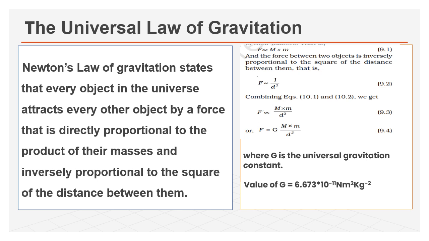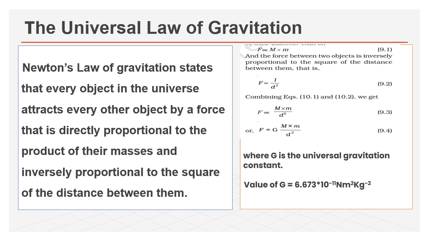The force between two objects is directly proportional to the product of their masses, that is, F is directly proportional to capital M into small m. And the force between two objects is inversely proportional to the square of the distance between them, that is, F is proportional to 1 by d square.